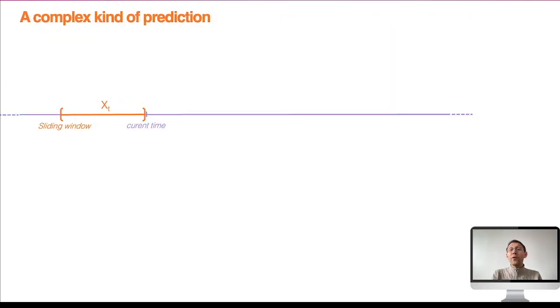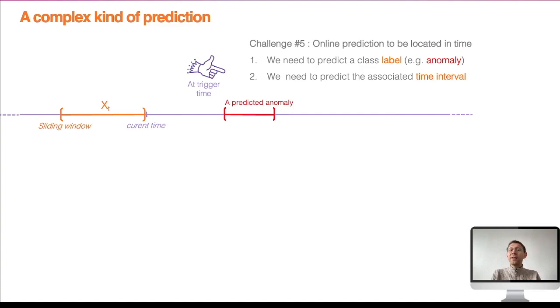In the case of online machine learning-based early decision-making, the first obstacle is that the type of prediction to be made is complex. Indeed, at the time of triggering the decision, the model must predict online both the label of the next event and the time interval over which this event will take place. This time interval can be located either in the future or in the past.